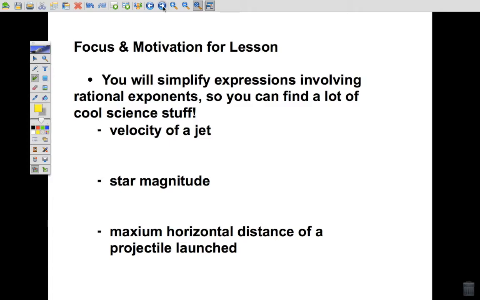Formulas also will help you find the maximum horizontal distance of a projectile launched. For example, when you hit your golf ball, will it land on the green? When you launch your grenade, will it hit what you want it to hit? Will it have that horizontal distance you're looking for?